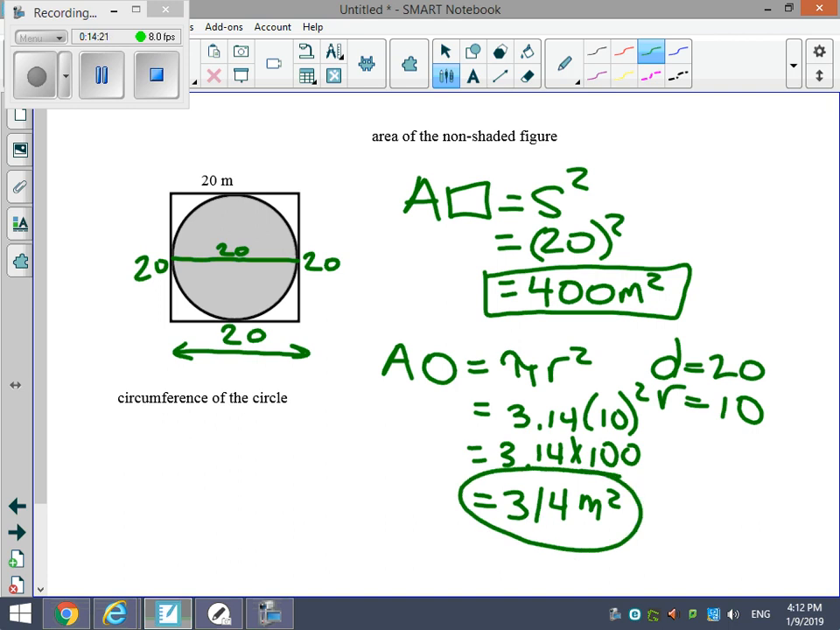So now you have these two numbers, 400 and 314. And remember what was asked. It asked us for the area of the unshaded portion, which means we have to take the circle out. And if we take the circle out, what we are doing is subtraction. So it will simply be 400 minus 314, and that is 86 meters squared.